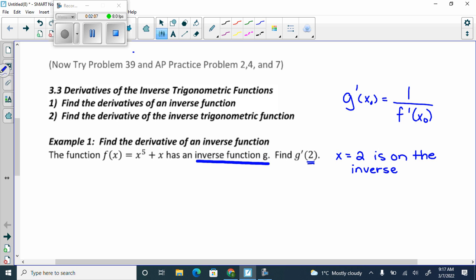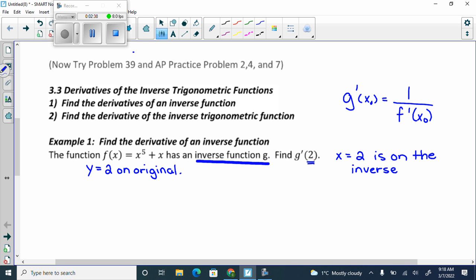So what would that be on the original? No, your x, you just told me. What's the difference when you find an inverse? X's are y's and y's are x's, and you guys are doing reciprocals. Stop the madness. Okay? So if x equals 2 is on the inverse, then that's actually the same as y equals 2 on the original. Do we agree?